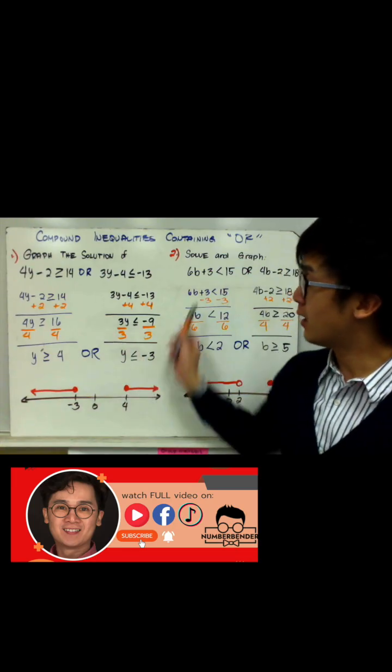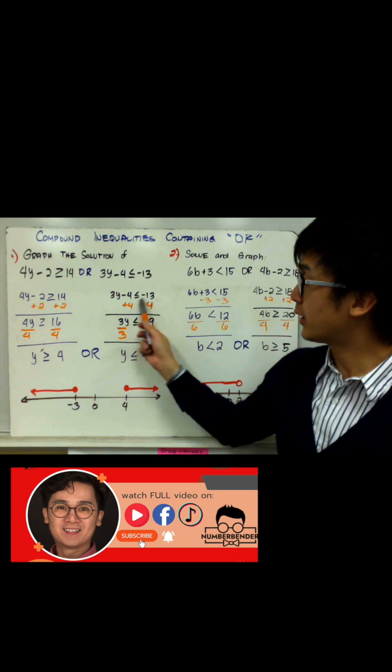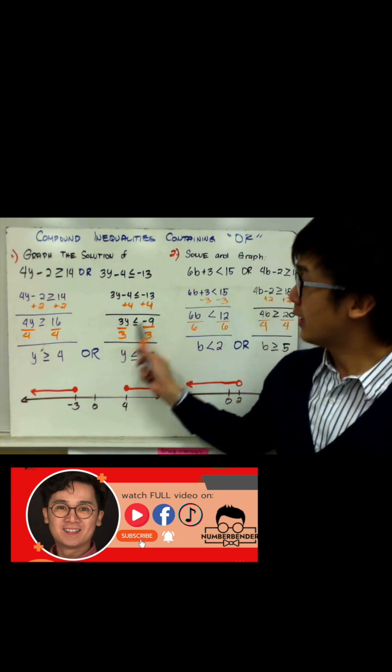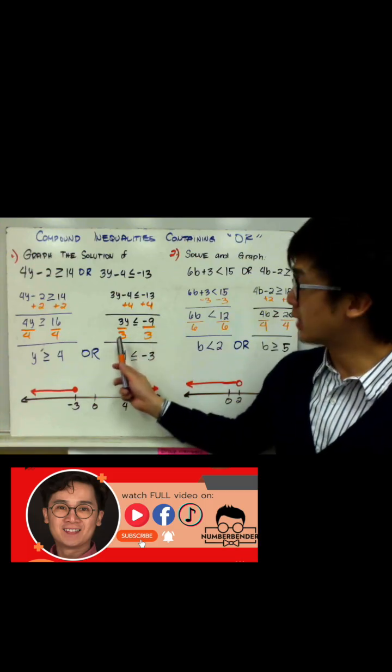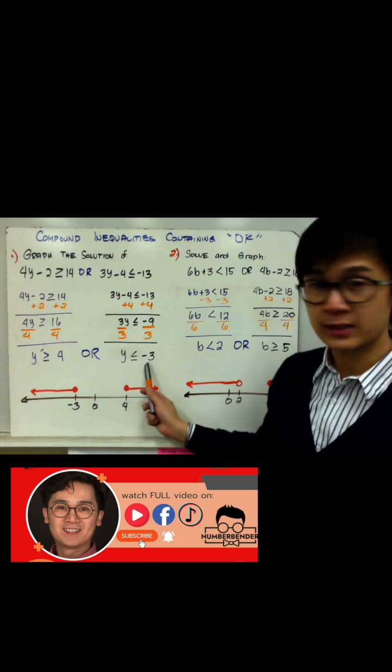Now to solve the other side of your compound inequality, 3y minus 4 less than or equal to negative 13, you add 4 on both sides, leaving you with 3y less than or equal to negative 9. Divide both sides by 3 and your inequality will be y less than or equal to negative 3.